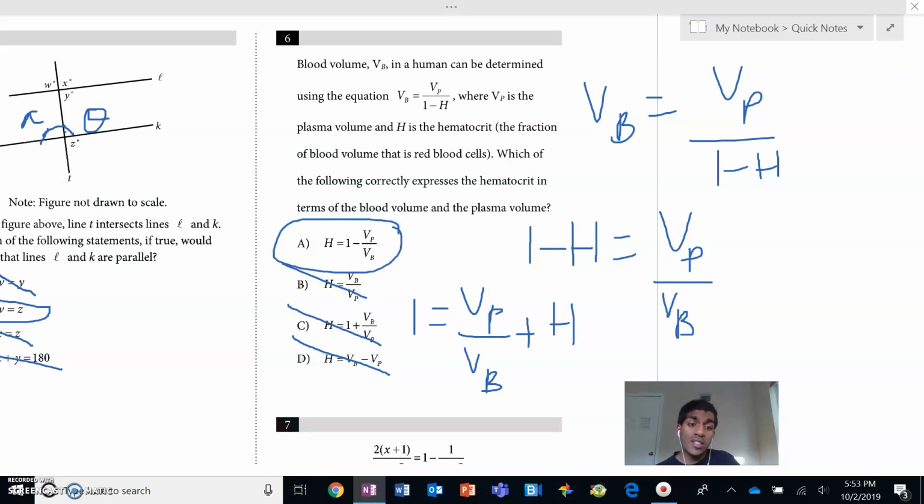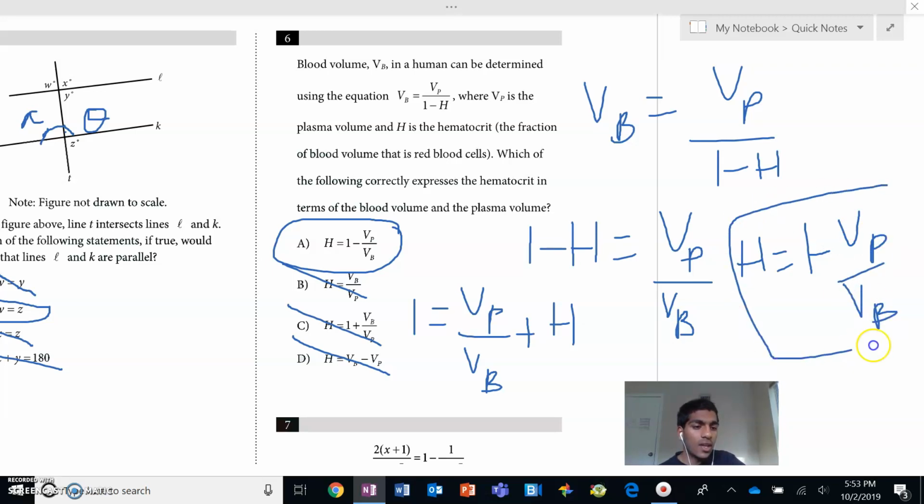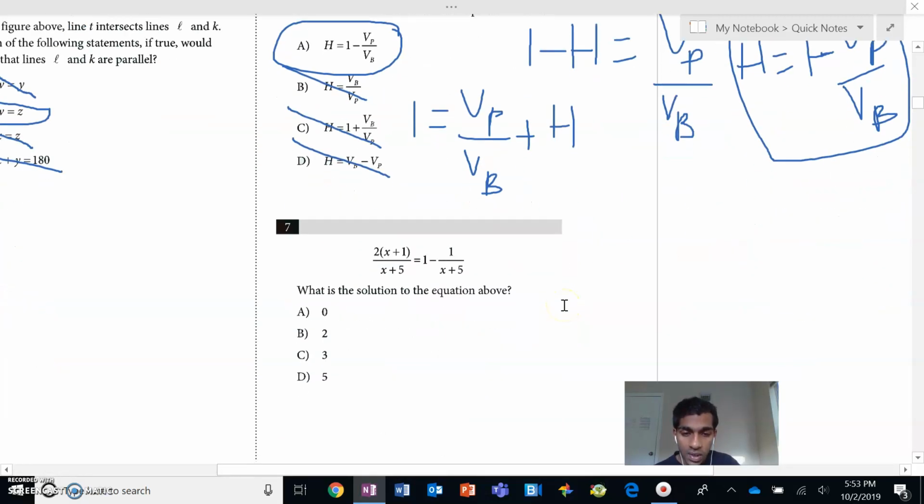And I just narrowed it down through elimination, but guess what? I'm just going to go ahead and prove it. So h equals 1 minus VP over VB. That would be the final step in the algorithm. This is because VP over VB plus h add up to 1, so h has got to be the difference between 1 and VP over VB, and that's clearly what choice A is.